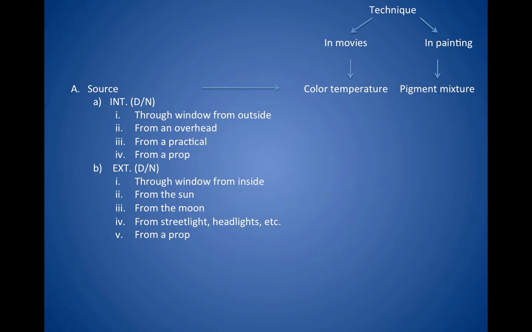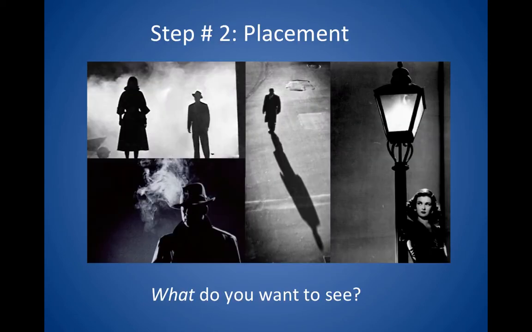We have to believe that if the light looks red, it's coming from a match. If the light looks cold, it's coming from the sun. In painting, we do this by mixing the pigments so that it's lighter or darker. In movies, it's how we dial in the color temperature. The second thing we have to think of is placement.